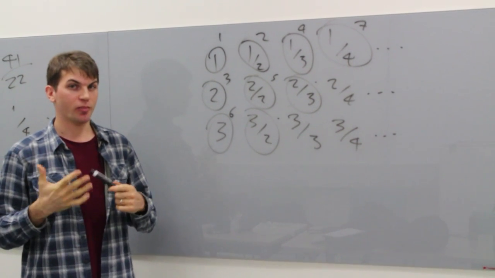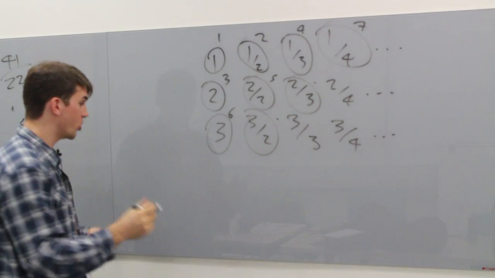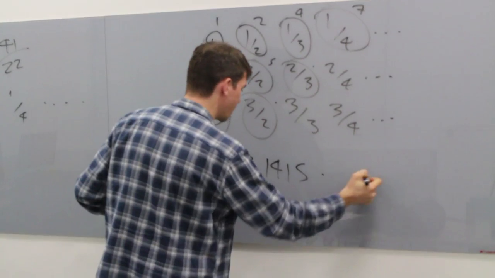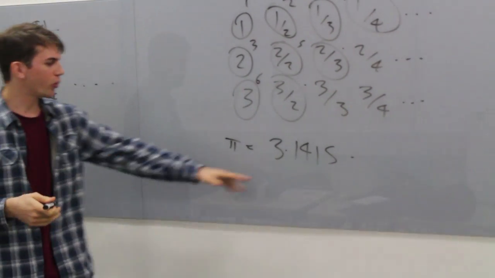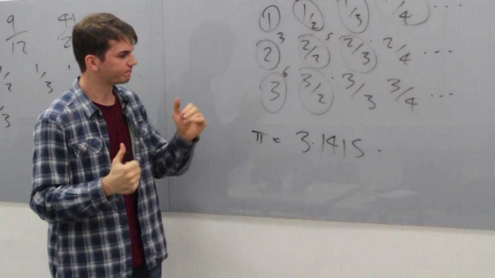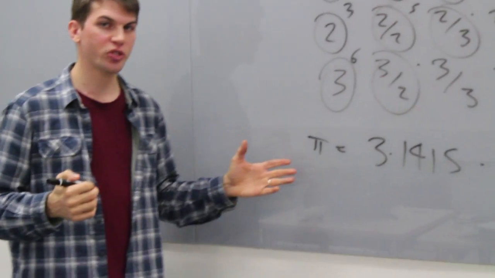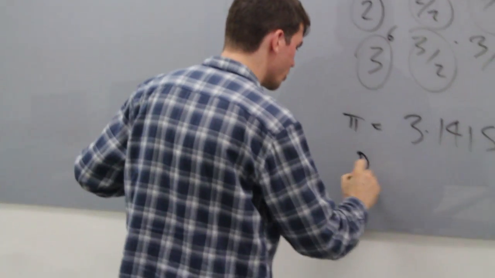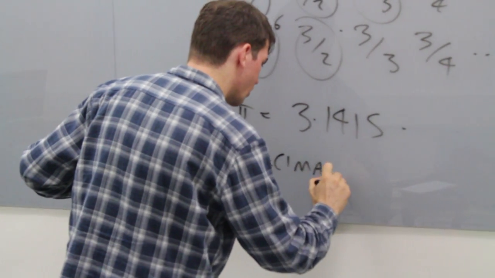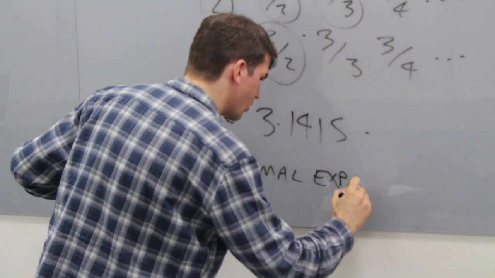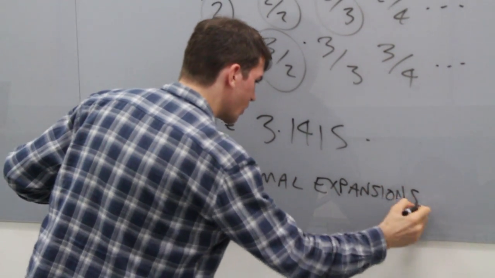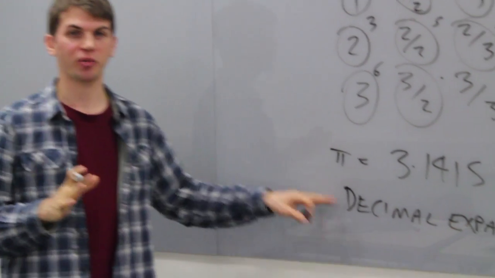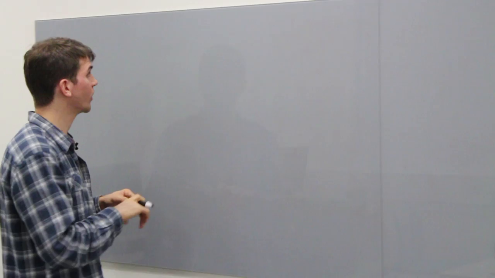But there are numbers that maybe aren't fractions, and we want to count those too. Numbers like pi, which is 3.1415 something. We want to count numbers that have decimal expansions. So we call numbers like pi real numbers because they're the numbers we really, really care about. These are numbers that have decimal expansions. And I want to prove to you that we cannot count all numbers with decimal expansions. We cannot count all real numbers.